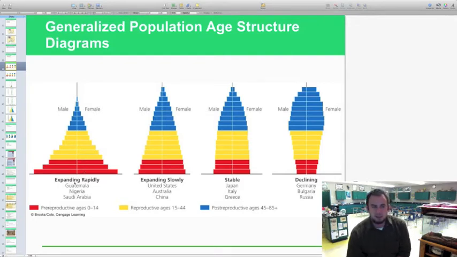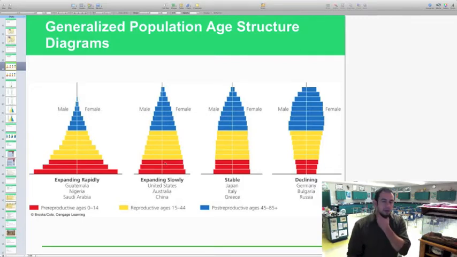This is a few examples of rapidly expanding countries like Guatemala, Nigeria, Saudi Arabia. That means your pre-reproductive ages from 0 to 14 are in huge numbers, which means eventually, in 3 or 4 years, they're going to be of reproductive age, which means they're going to reproduce even more. And that's going to cause a growth in your population.